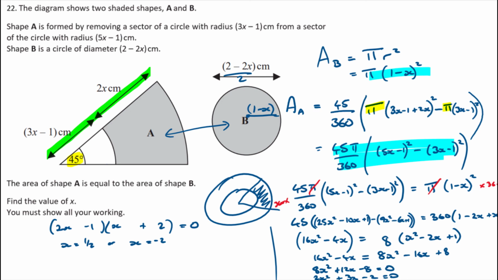Now, x equals minus 2 does not work in this scenario. I cannot have a radius which is negative, which it would be in that case. So that can't be the answer. It must be that x is equal to a half. Can't be negative. So find the value of x. It's a half. Whew. Well, that was a job.